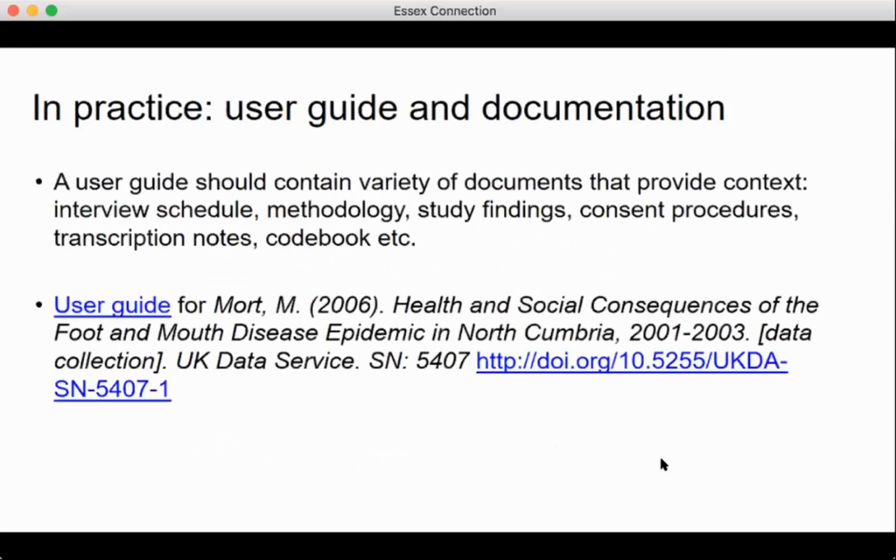Next, I wanted to include information about what a user guide is. I mentioned a user guide before, under what documentation should be uploaded with your data. A user guide can include any project-specific information that would be needed to understand the data, such as the interview schedule, methodology, study findings, consent procedures, transcription notes, code book, etc. If you'd like to see an example, you can see this collection here available from our catalog. Again, the links will be included in the presentation and the presentation will be available for you.